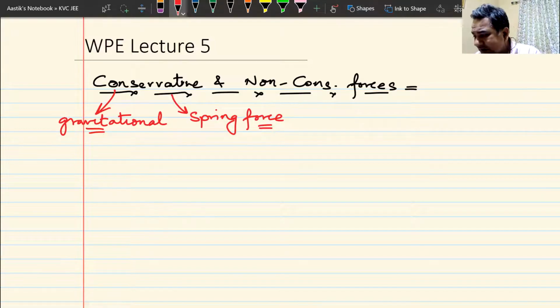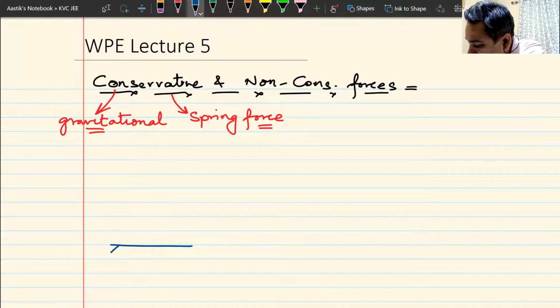Now, what does conservative mean? Conservative in English is somewhat different, but we can also relate that term to conservative forces in physics. Since we are given an example, we will try to understand this in terms of this example. I hope everyone is paying attention to the class.